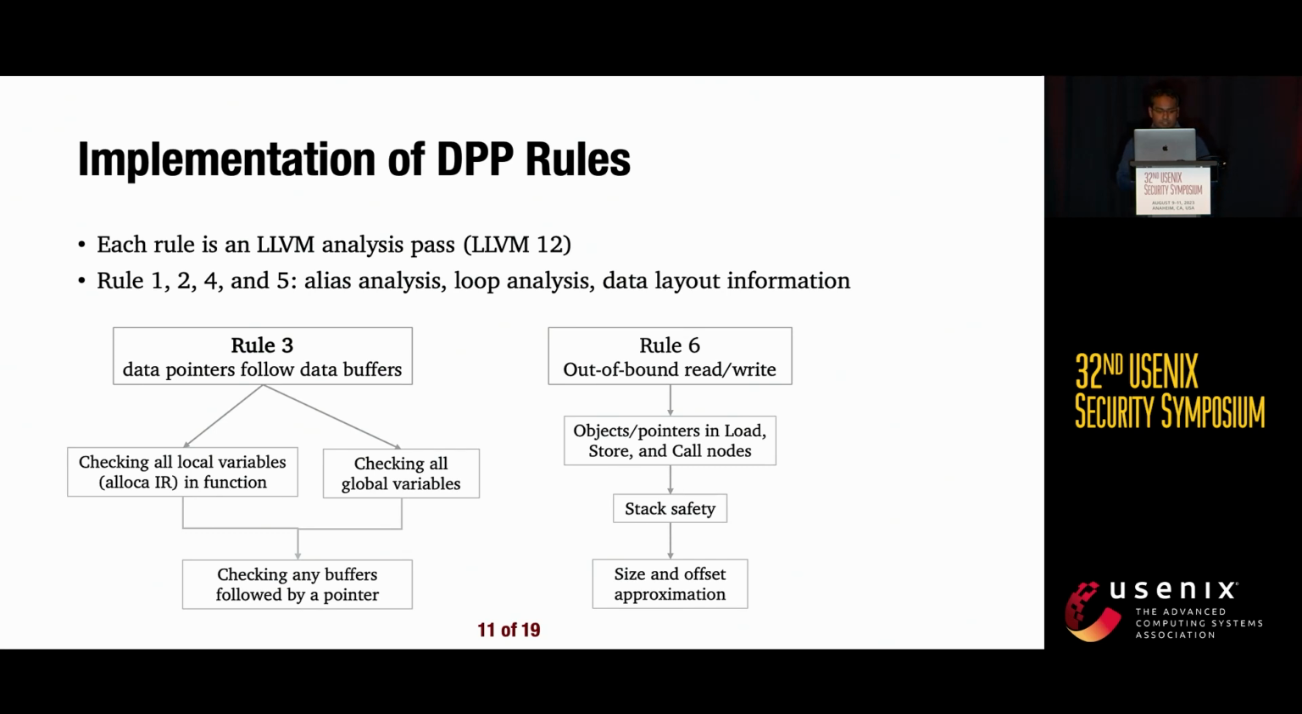For example, rule 3, which is data pointers that follow a data buffer, we needed to check all the allocations in a function, or we needed to check all the global variables for data buffers followed by a pointer. For rule 6, which basically deals with out-of-bound access, we extract all the objects or pointers from load, store, and call instructions. Then we apply some optimization. Basically, we filter out all the safe memory objects or pointers using stack safety analysis and size and offset approximation, and we leave the rest as sensitive.